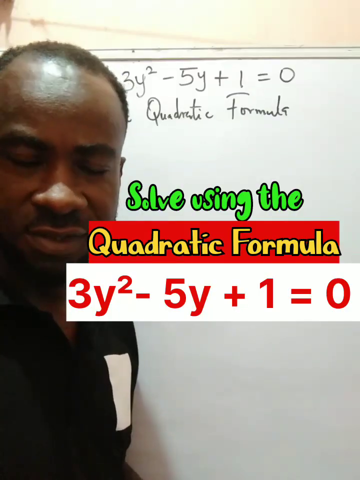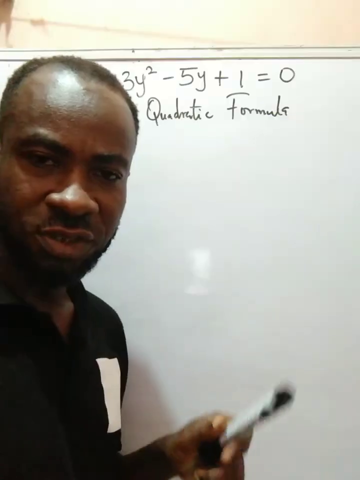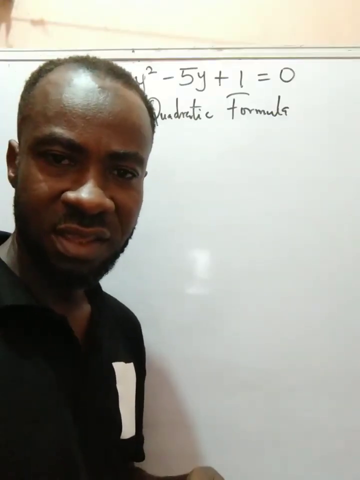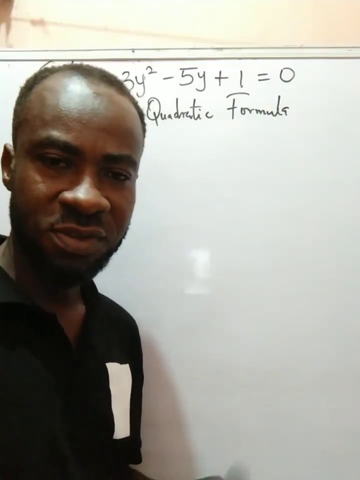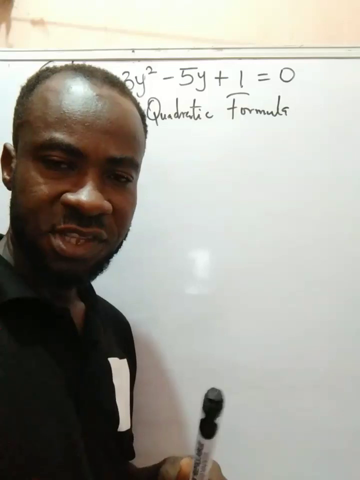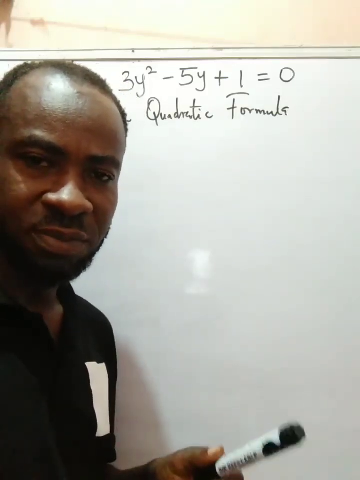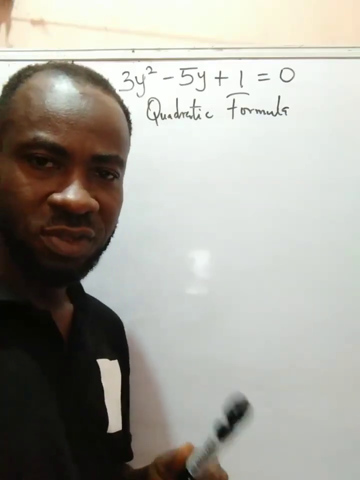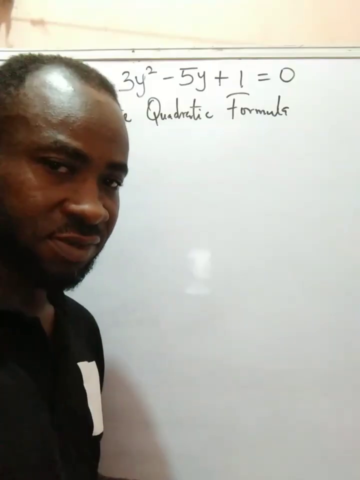Now, I've seen cases or series of cases where students flout the instruction and they use the method they like. Some use completing the square, some use factorization, and so on and so forth. Please try as much as possible to always obey instructions on your question paper, because once you don't do that, you will be losing serious marks in the exam.